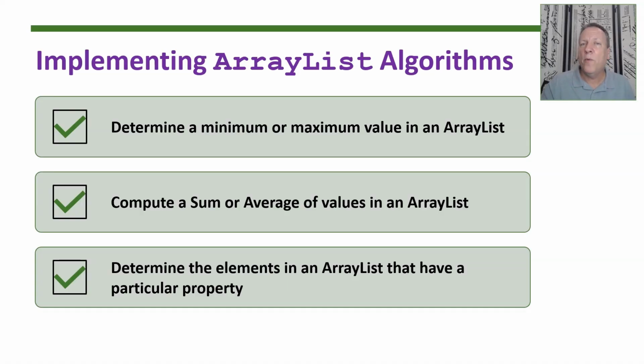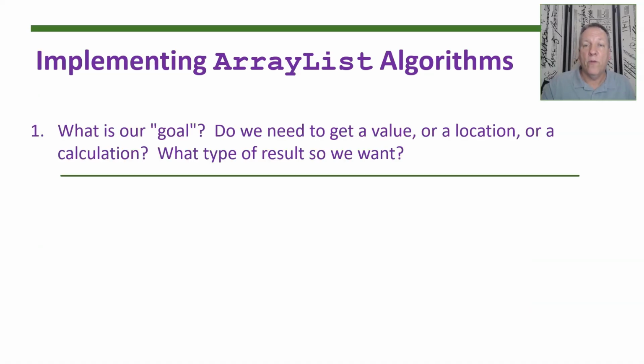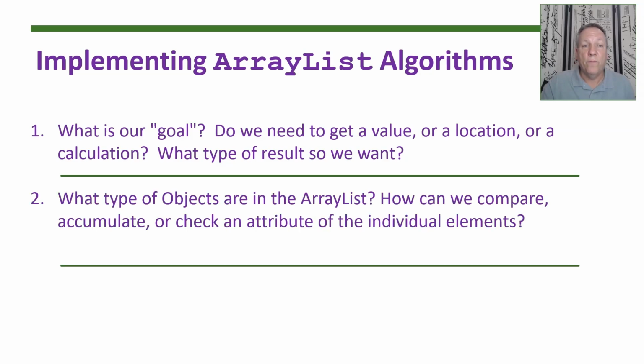All right, now before we get into the algorithms, let's talk about what we need to think about when developing algorithms. So when we're implementing these ArrayList algorithms, first, we want to make sure we know what our goal is. Do we need to get a value or maybe a location in the ArrayList, or return a calculation, maybe a particular object? What result do we want to get out of the method that we're writing itself?